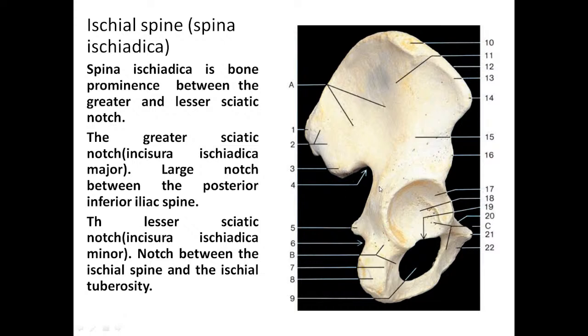This is incisura ischiadica minor, located between spina ischiadica and the ischial tuberosity. This is incisura ischiadica major, incisura ischiadica minor.